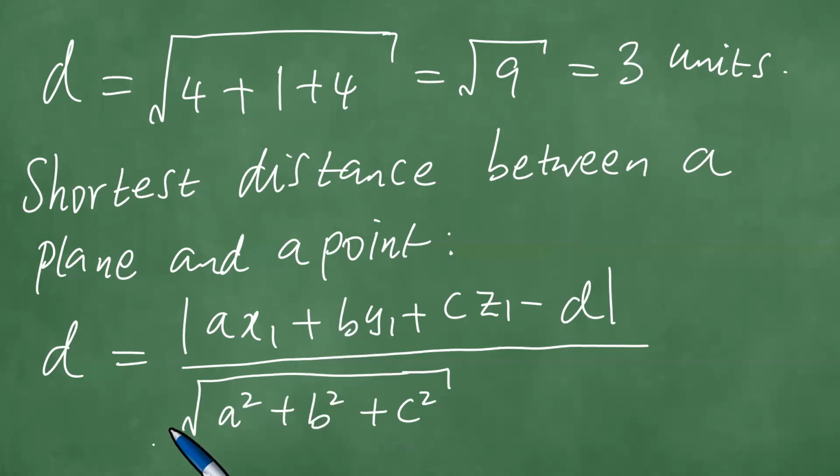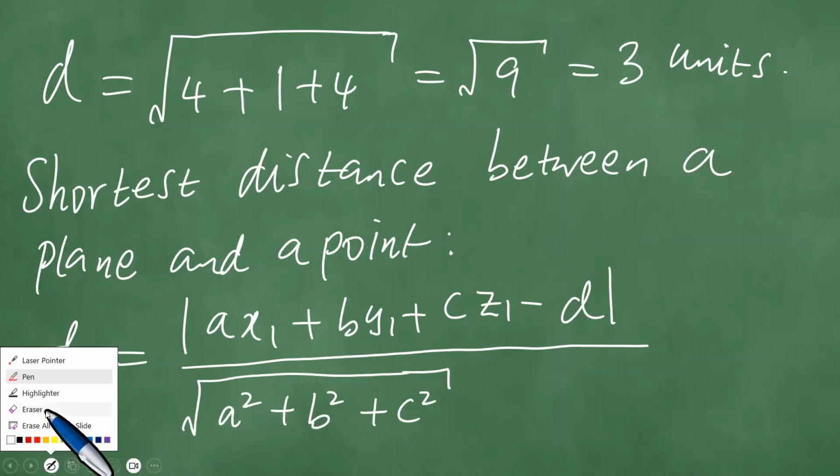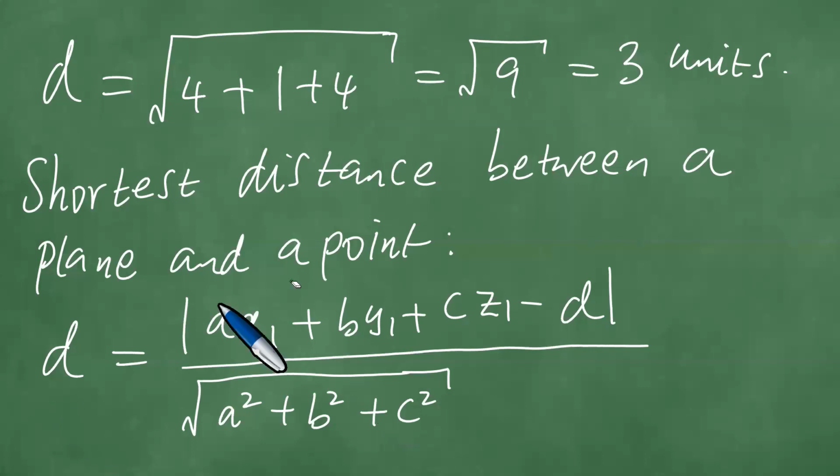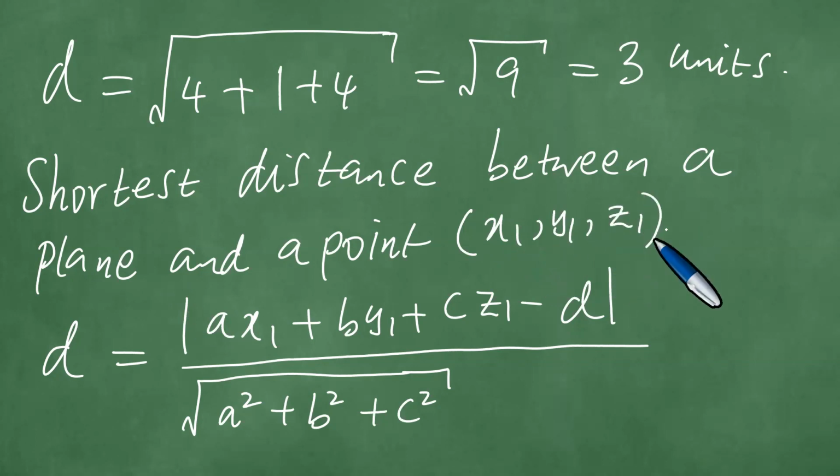And what point would this be, for example? Right, so obviously this point is a point that is not on the plane. Otherwise the distance would be 0 between a plane and a point on the plane. So the point is not on the plane, and the point is x1, y1, z1.